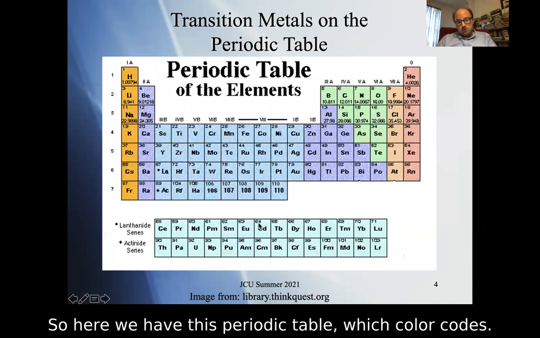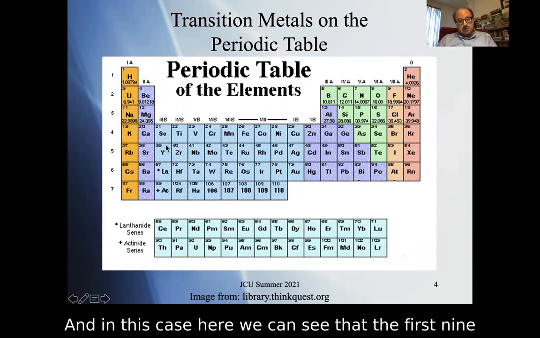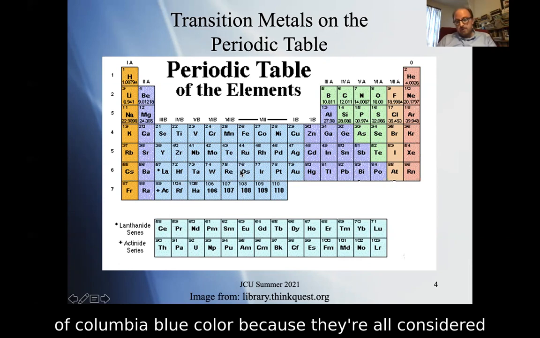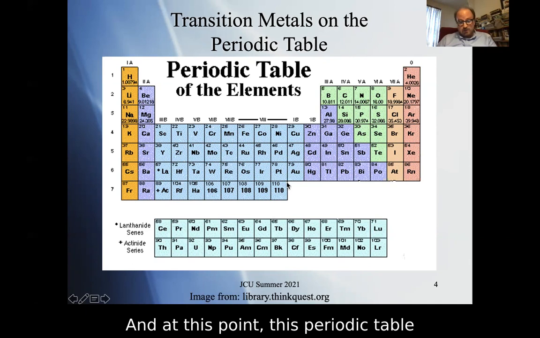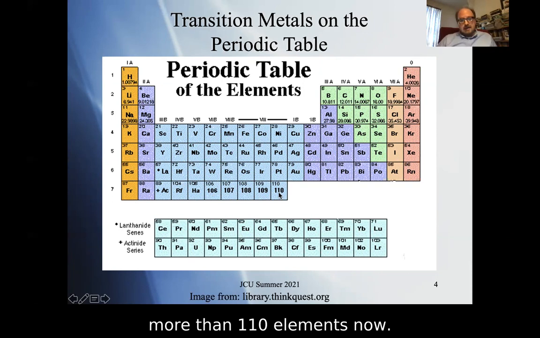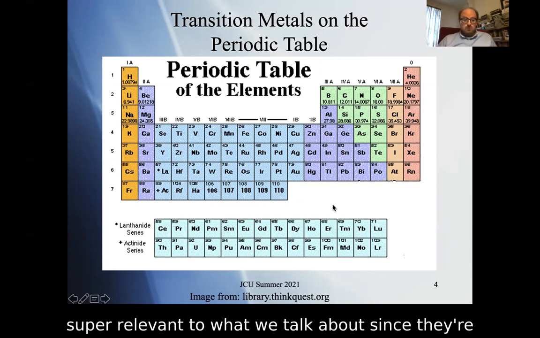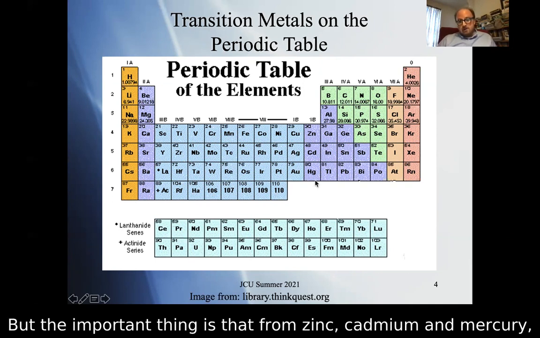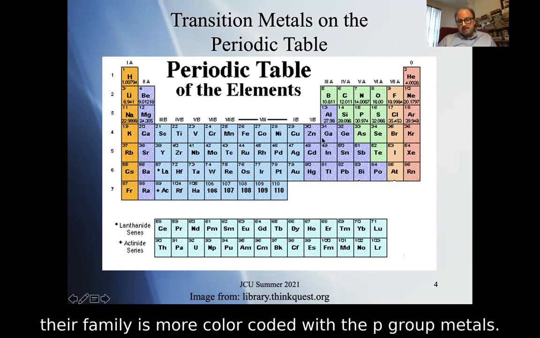So here we have this periodic table, which is color coded, and we can see that the first 9 families of the d block are in this Columbia blue color, because they're all considered the transition metals. At this point, this periodic table is quite out of date because we have more than 110 elements now, although the ones at the bottom aren't super relevant to what we talk about since they're not very stable. But the important thing is that zinc, cadmium, and mercury's family is color-coded with the p-block metals, right?